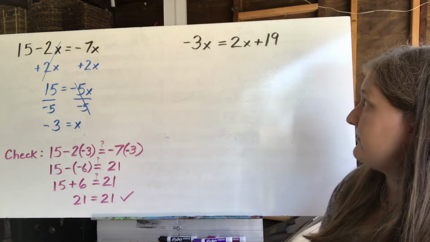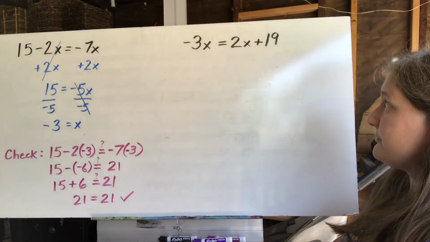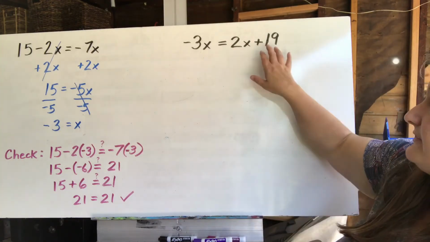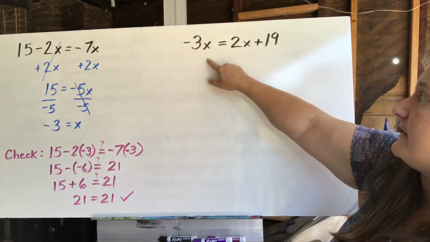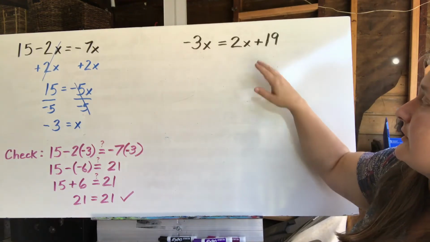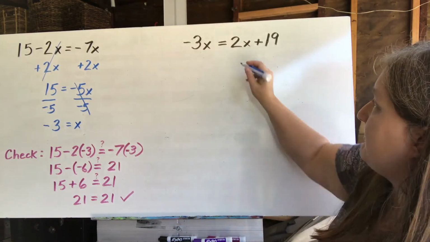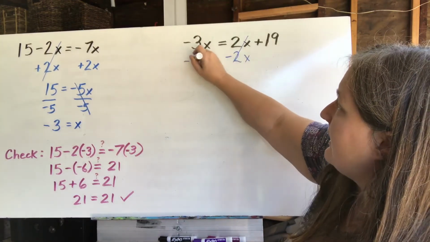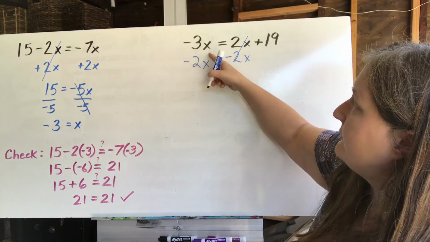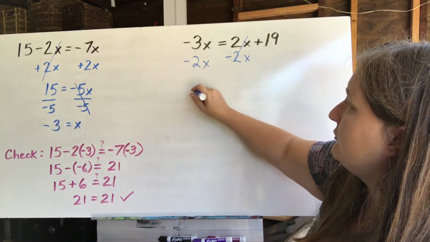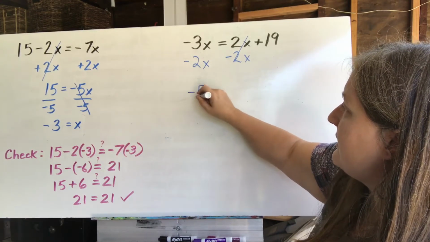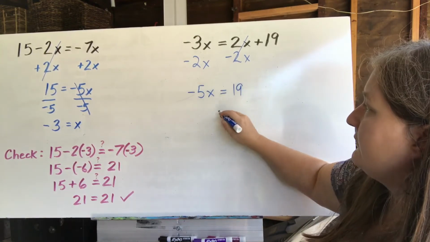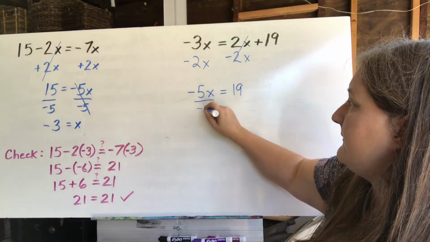Let's try another one. So I've got negative 3x equals 2x plus 19. Currently, this side has a constant, and this side doesn't. So I'm going to leave this 19 over here. I'm going to get rid of the 2x by subtracting 2x. Have to do that to both sides. So negative 3x minus 2x will leave me with negative 5x, and I have equals 19. So I'm going to divide both sides by negative 5.